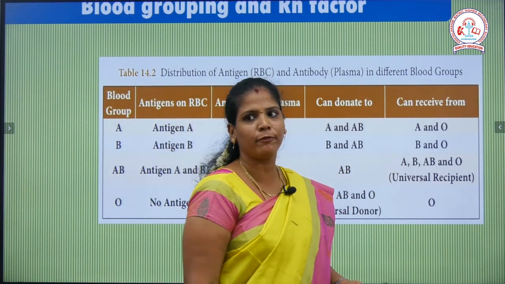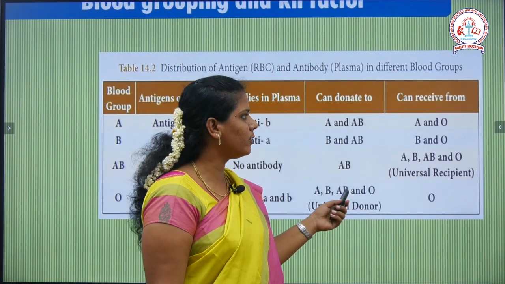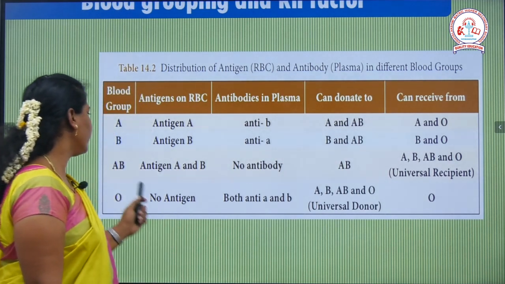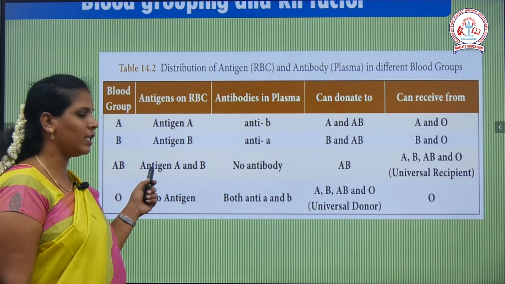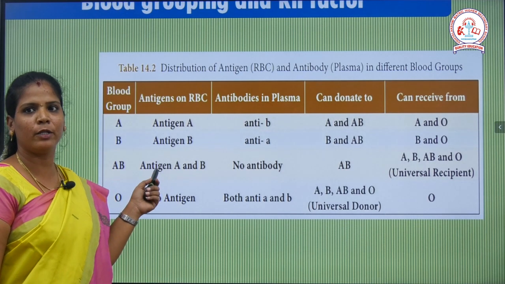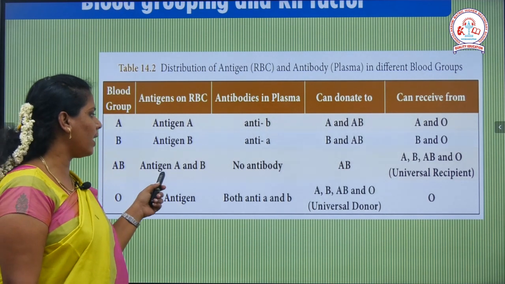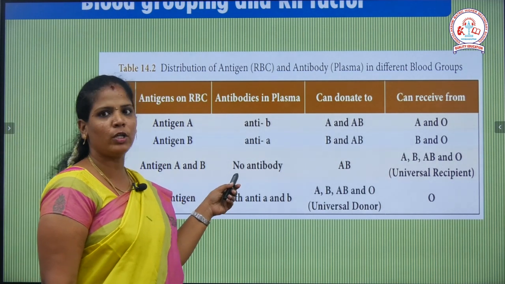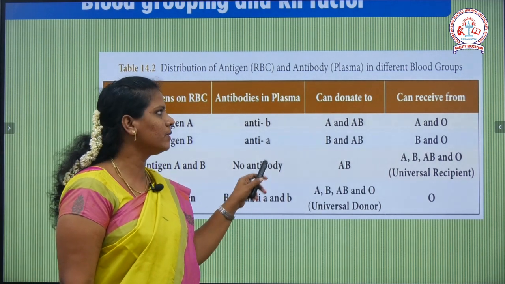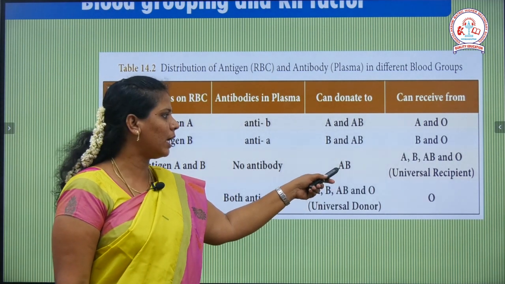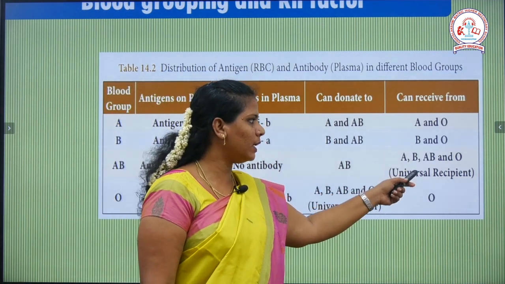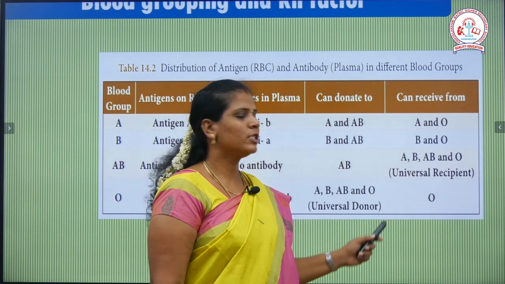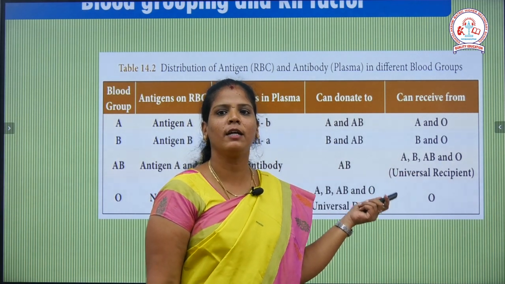So we can see this tabular column showing how the antigens and antibodies are present in the different kinds of blood groups. The blood group A has antigen A. Okay, antigen A indicates the blood group of this individual. The plasma of this A group individual has anti-B, and they can donate only to A and AB blood groups. The receiver can receive blood from the A group as well as the O group.